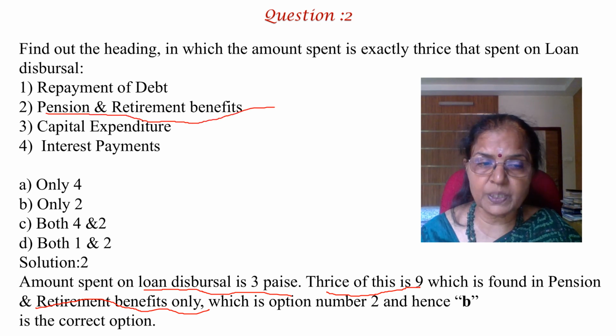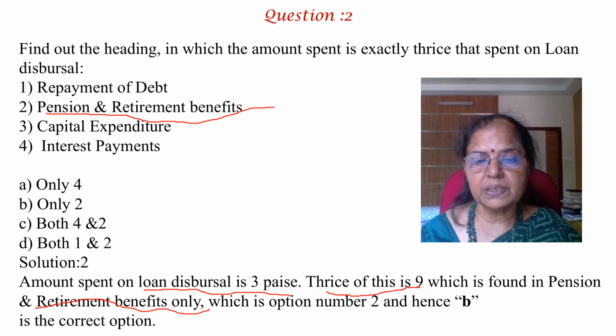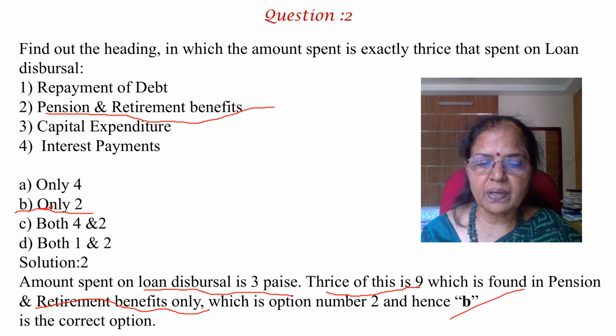And see again one more question. Out of this 4, which is correct? Only 4 is correct. Only 2 is correct. Both 2 and 4 are correct. And both 1 and 2. So this is again only to test your alertness. So be alert. We got only the answer pension and retirement benefits. Only, no other options, no other headings. So only the second option is correct. The B says only 2. So our choice is B, the correct option.